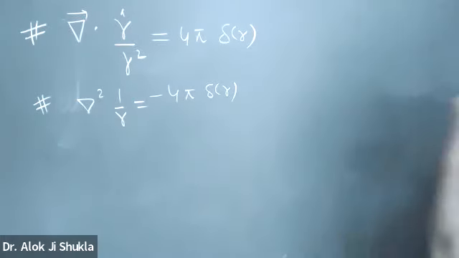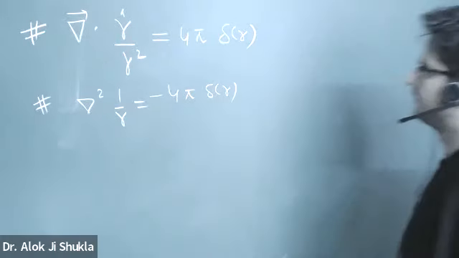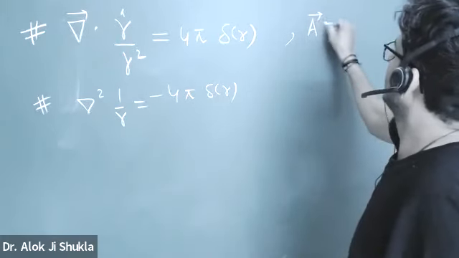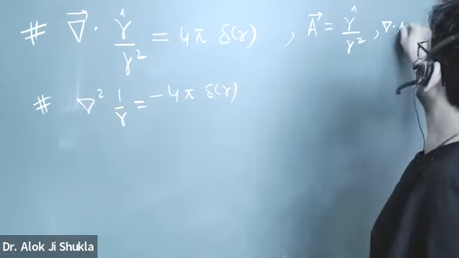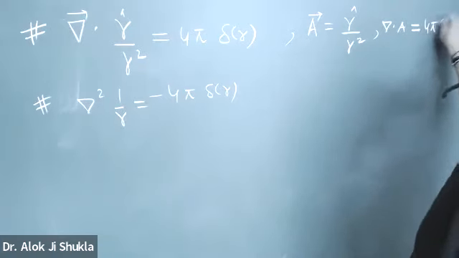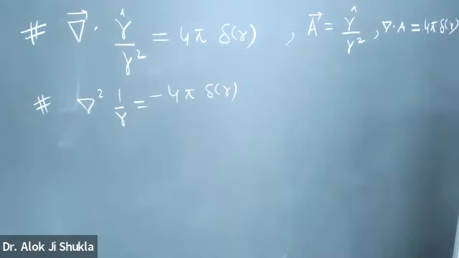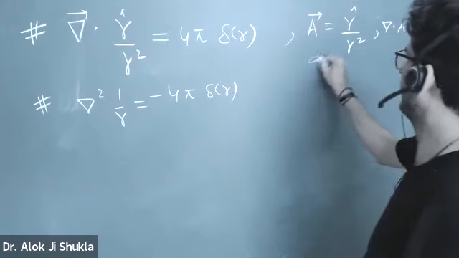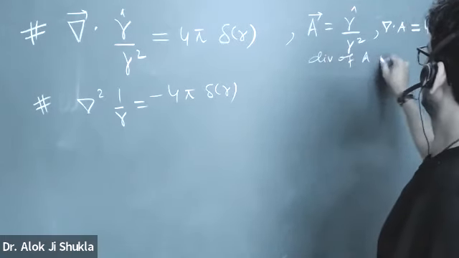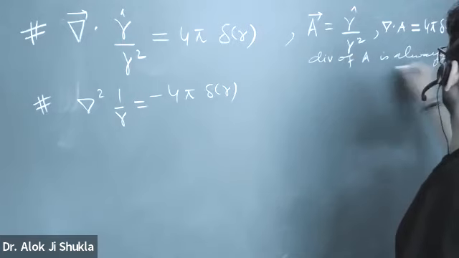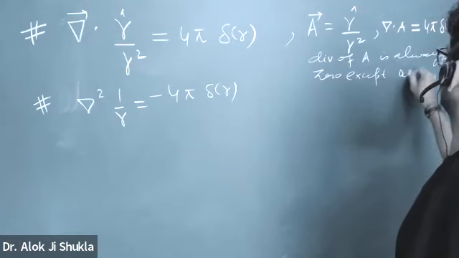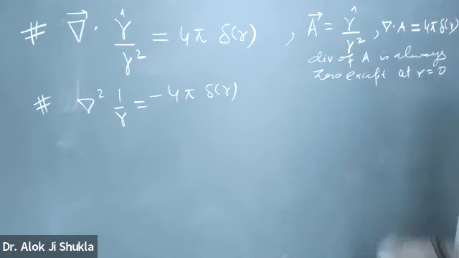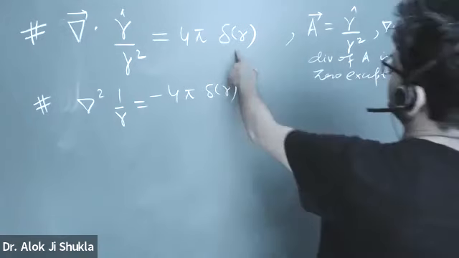So the divergence of this vector, suppose there is a vector A which is r cap by r square. The divergence of this is always 0 except at r equal to 0. So how to represent this? This is represented using the delta function.